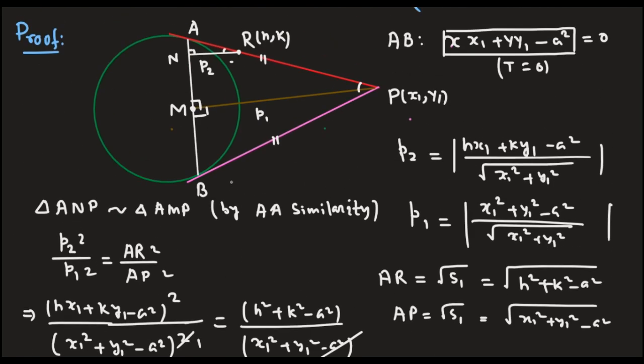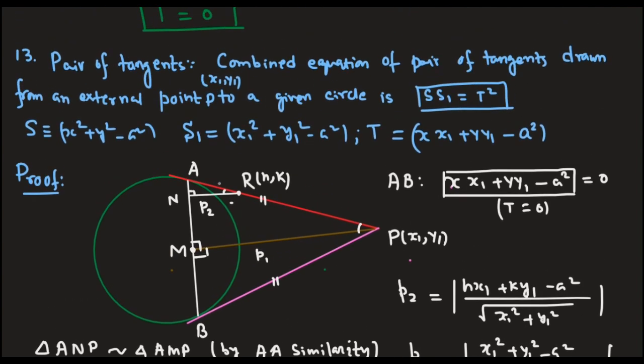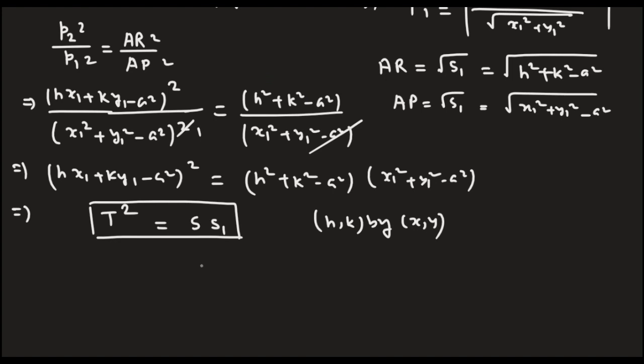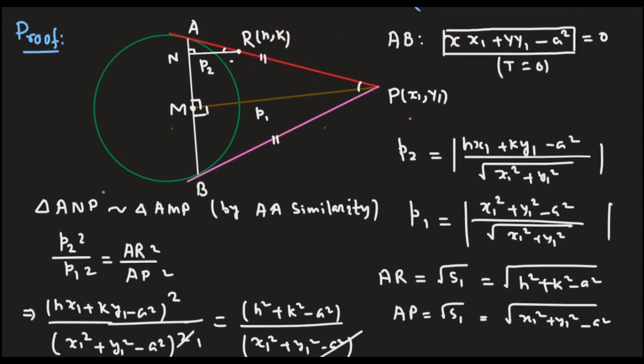So dear students, when we find the pair of tangents from an external point x1 y1, the formula will be S1 equal to T square. The combined equation of the pair of tangents drawn from an external point P with coordinates x1 y1 to a given circle x square plus y square equal to a square is S1 equal to T square, where S is x square plus y square minus a square, S1 is x1 square plus y1 square minus a square, and T is x x1 plus y y1 minus a square. This is a very important result, S1 equal to T square, which we use in problem solving.